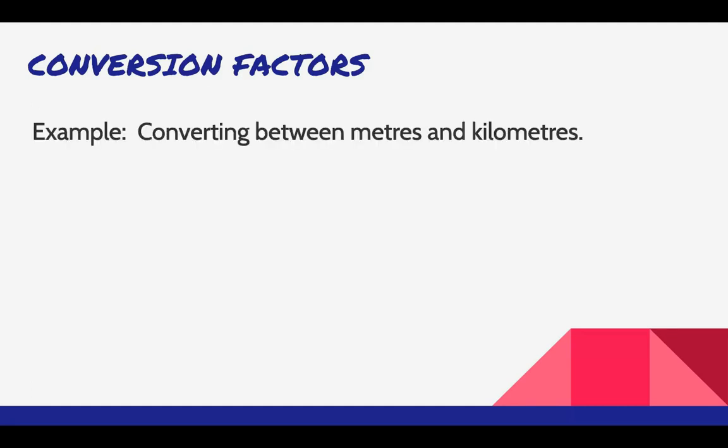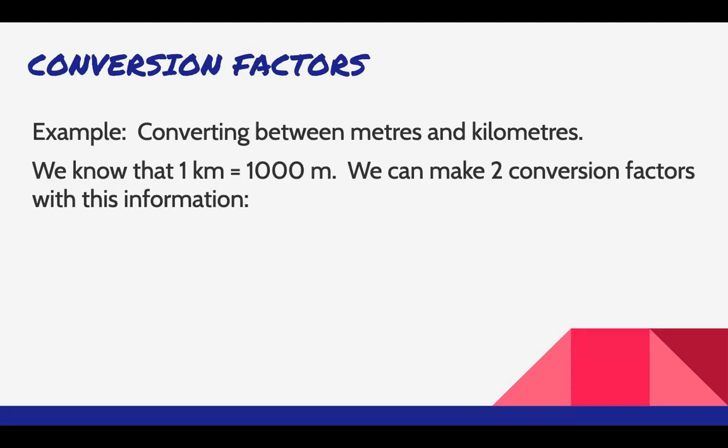So here's an example, converting between meters and kilometers. We know that 1 kilometer is the same as 1,000 meters. And we can make two conversion factors with this information. We can put 1,000 meters on top and 1 kilometer on the bottom, or we can flip that. And which one we use depends on what the question is asking.